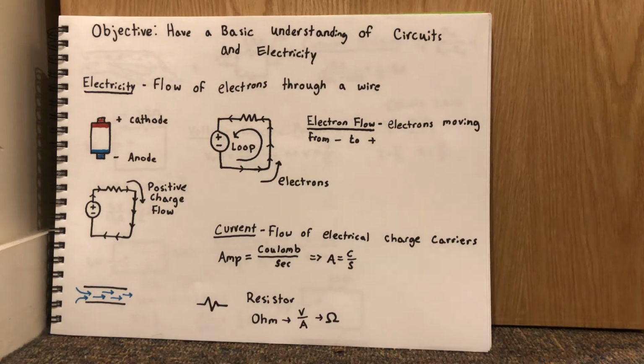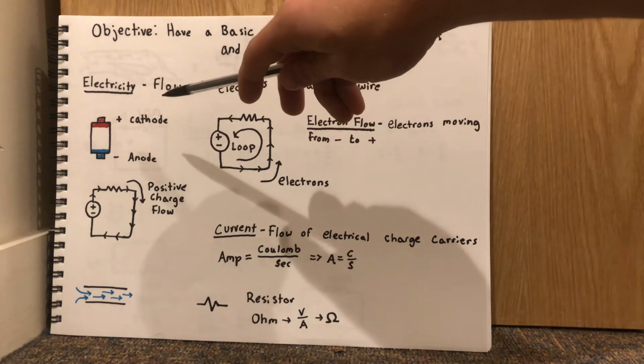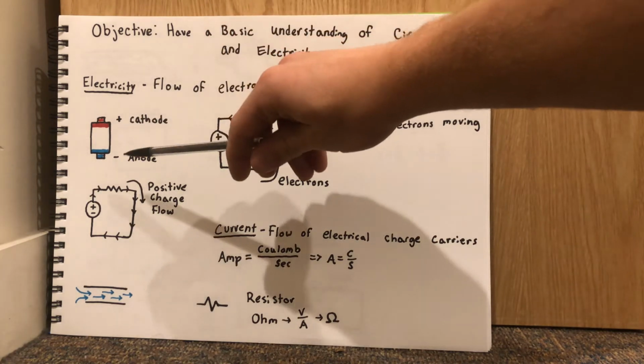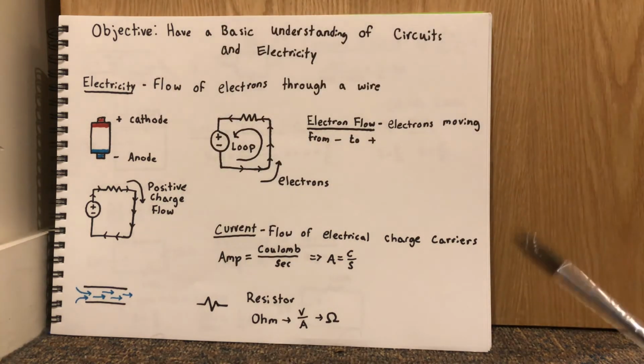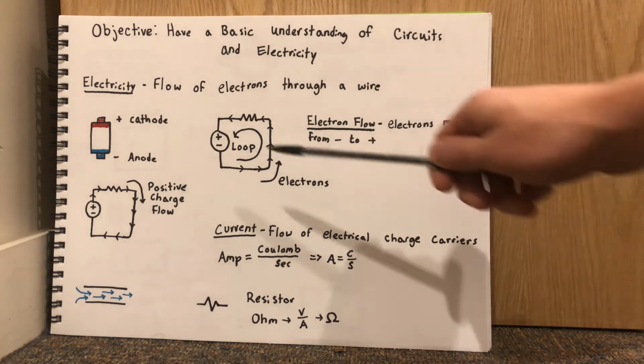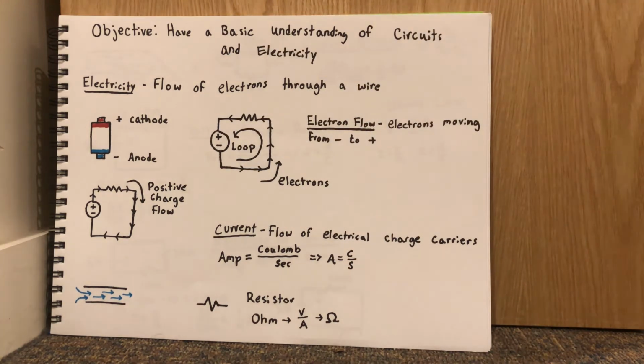Alright guys, so the objective is to give you a basic understanding of circuits and electricity. We can describe electricity as the flow of electrons through a wire. All that's really happening in a battery is we have a positive cathode and a negative anode. Inside this battery we have a little chemical reaction going on, and then a lot of charge builds up on the negative side, and then we have a potential difference which we can describe as a voltage. We denote this battery in a circuit as this symbol here, a circle with a little plus and a minus.